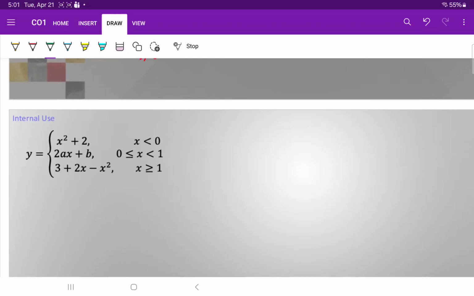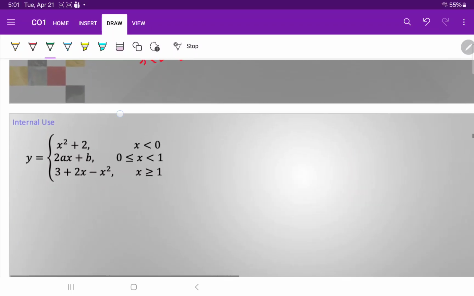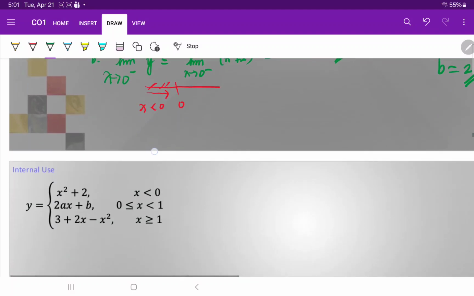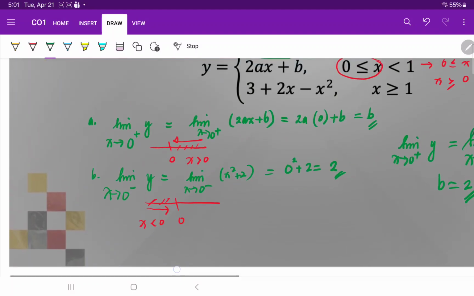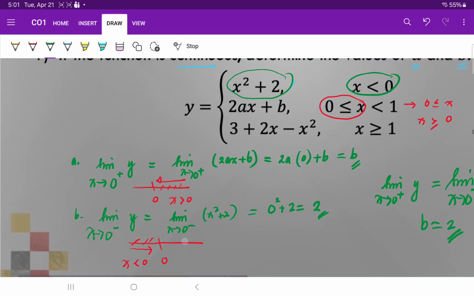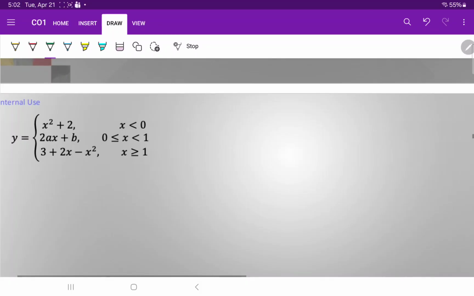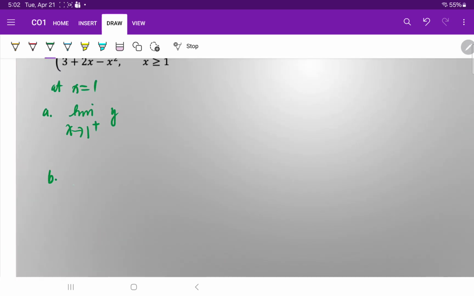Okay, so we need to find a, b. Let's have here at x equals 0. Now, for the next one, we have at x equals 1. So what's letter A? We need to find the limit of y as x approaches 1 coming from the right, and the limit of y as x approaches 1 coming from the left.